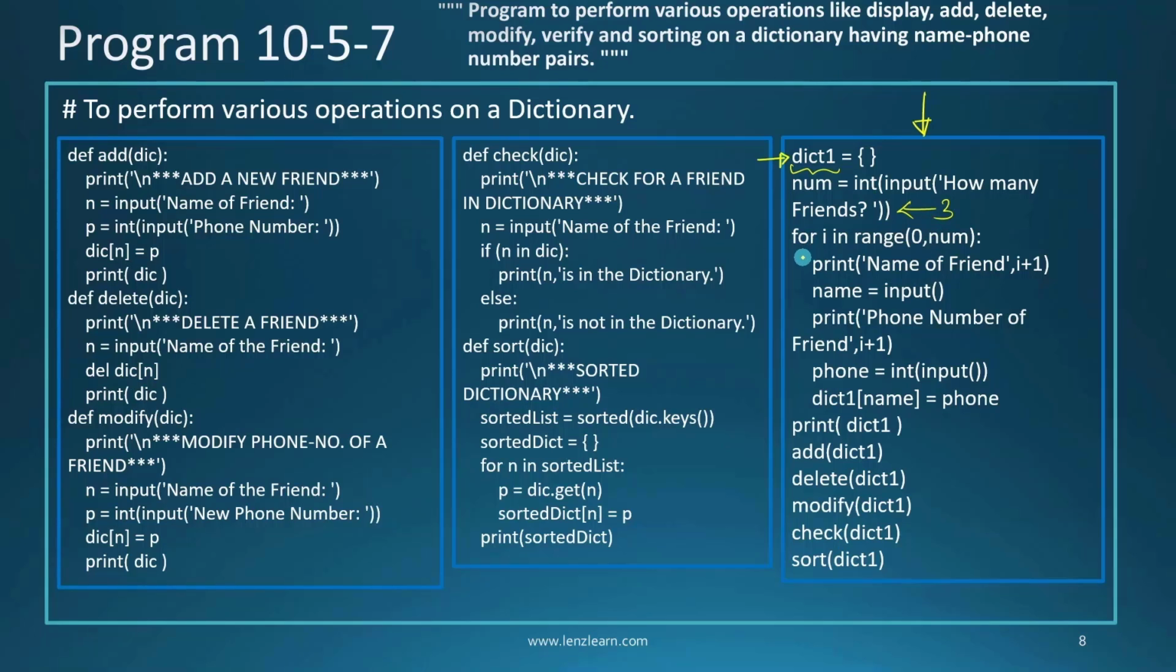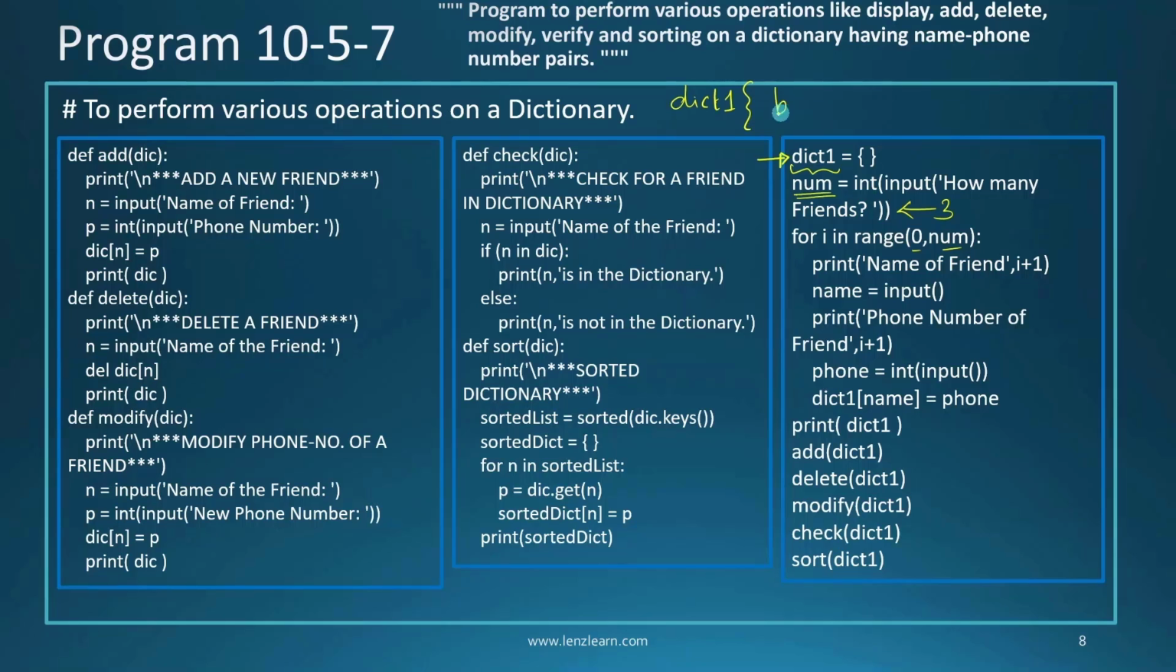Here you can see, using this for loop, I will enter 3 friends' records, that is their name and mobile number, into dict1. We have explained how this for loop works many times in previous programs, so we'll just go through this first. If I enter 3, it will be stored into variable num. Now the for loop is going to work from 0 to 3, so it will work 3 times, for 0, 1 and 2.